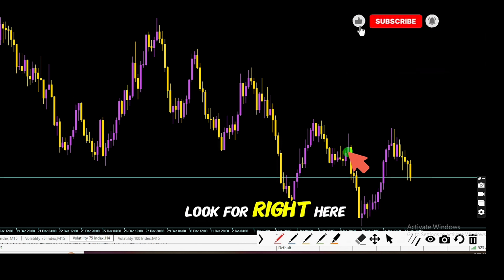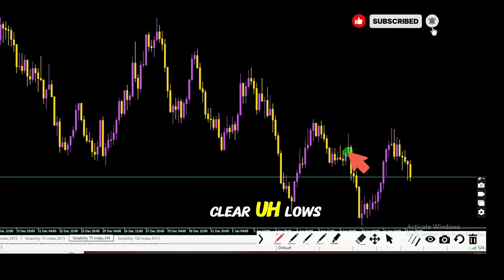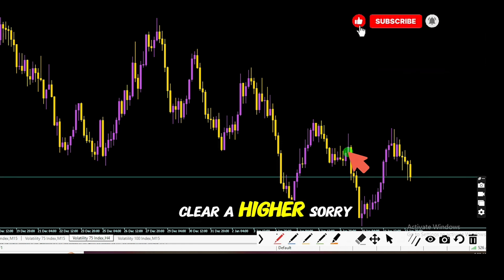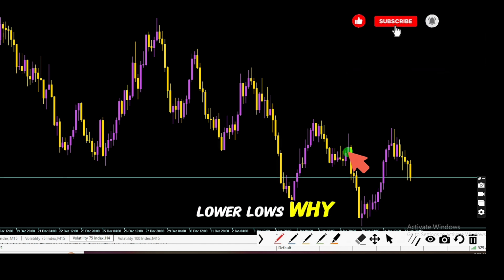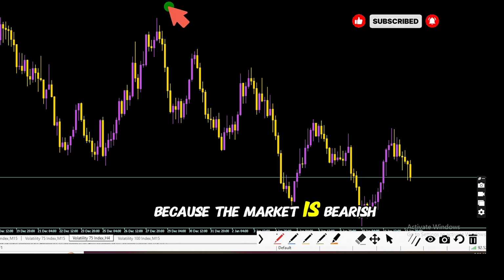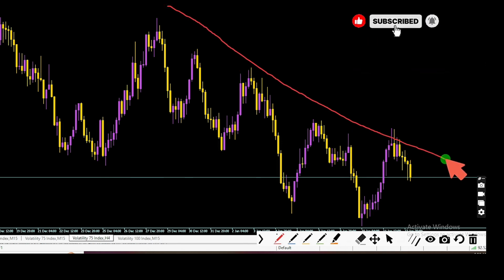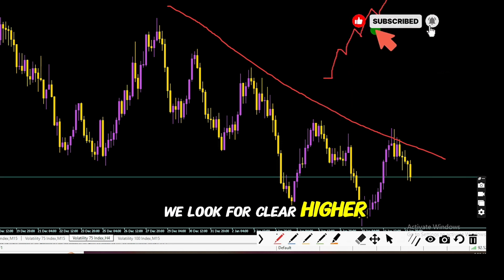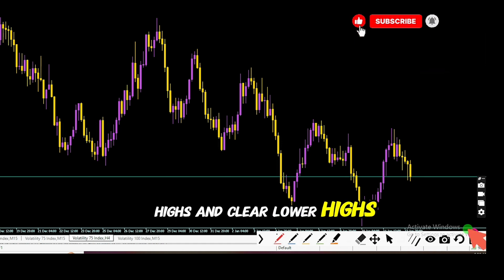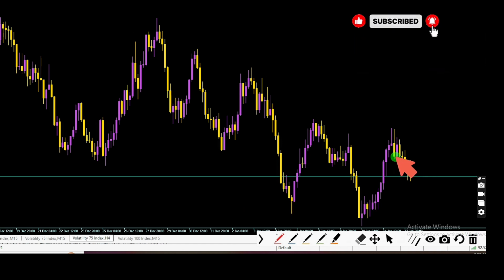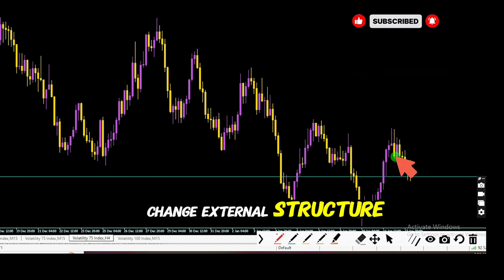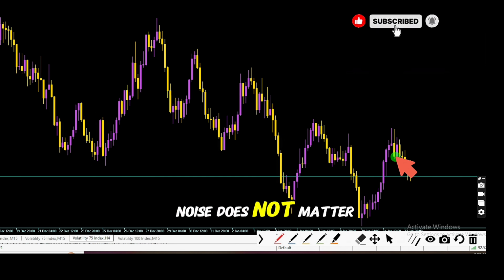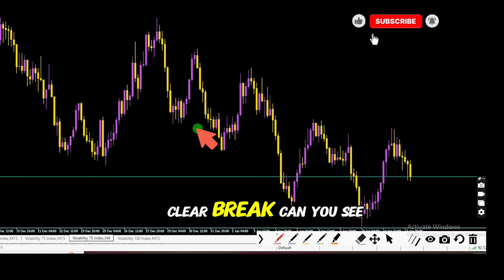Now, what we want to look for right here is clear lower highs and clear lower lows. Why? Because the market is bearish, it's going downwards. But if the market is going upwards, we look for clear higher highs and clear higher lows. Now, small candle breaks do not change external structure. Noise does not matter.